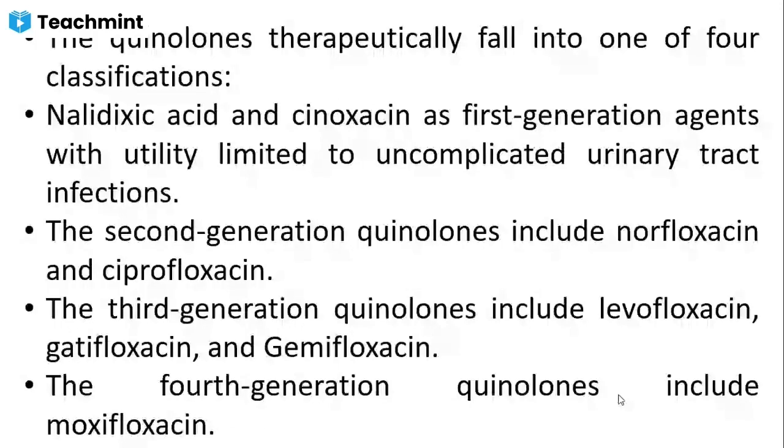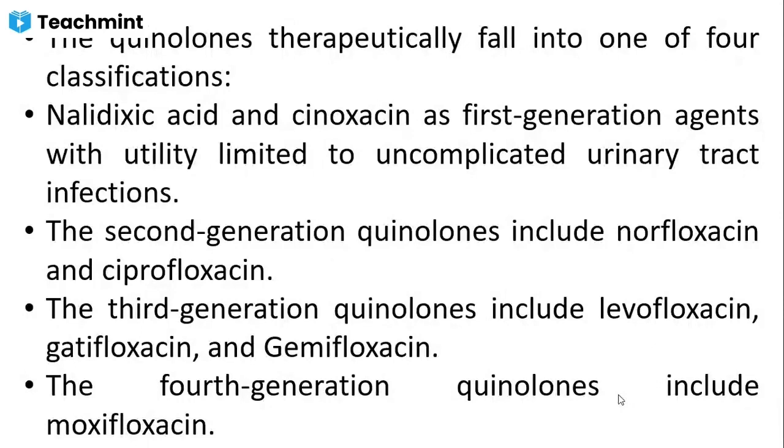Then the quinolones theoretically fall into one of four classifications. So here I have mentioned the different classification of the quinolones. They are classified into four different classes: the first generation, second generation, third generation, and fourth generation quinolones. First generation quinolones, I have mentioned earlier, are nalidixic acid and cinoxacin. They are no more potent because they don't have fluorine as a substituent. So the first generation agents, nalidixic acid and cinoxacin, are withdrawn from the market.